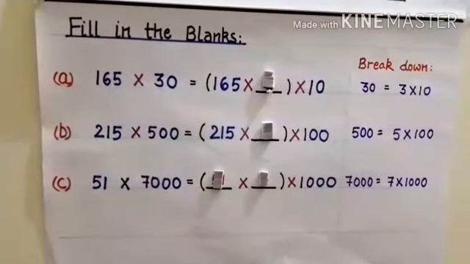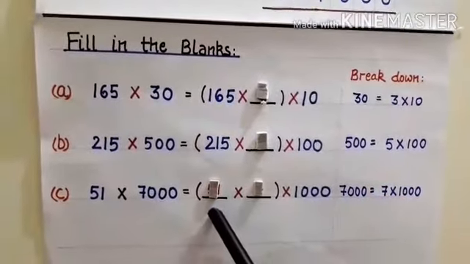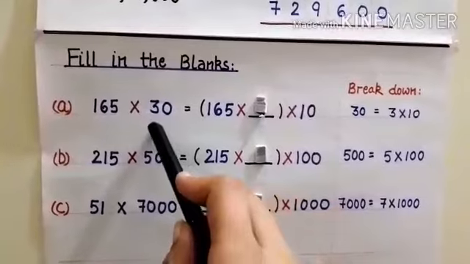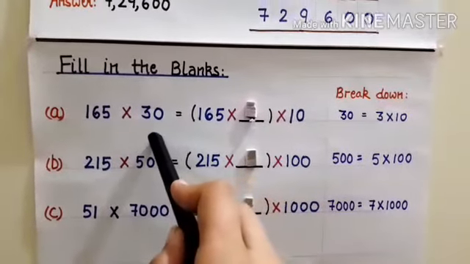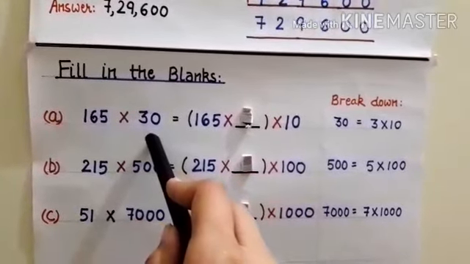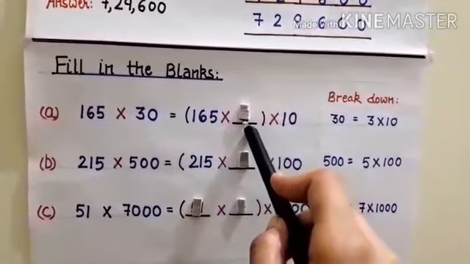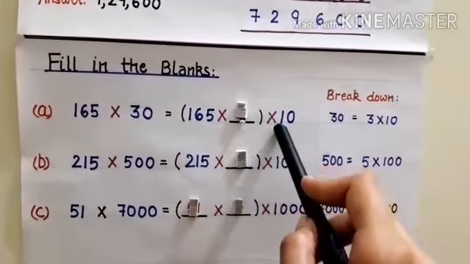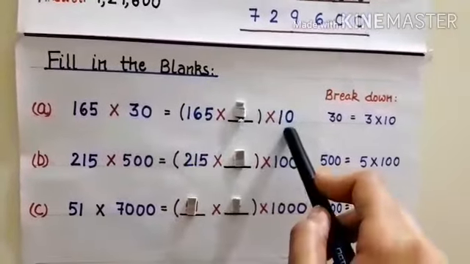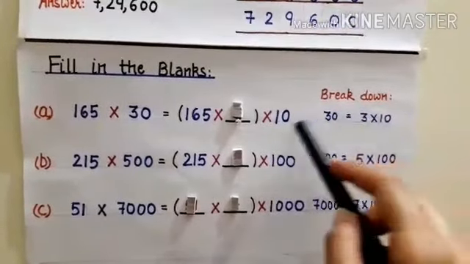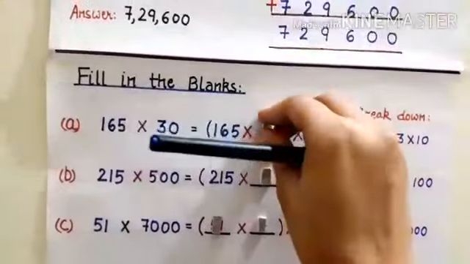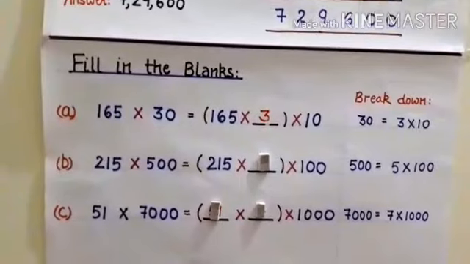Let's do some fill-ups. Here you have to find out these missing values. So let's take example first. While finding the missing value, you have to check which number is missing. So here you can clearly see that at the left side you are having 165 multiplied by 30. But at the right side 30 is missing. But also your right side is multiplied by 10. So it means that this 30 can be broken in terms of 10 as 3 into 10. You already have 10 over here. It means that in this blank 3 comes. So let's check your answer. Is 3 the answer? Yes, 3 is the answer.